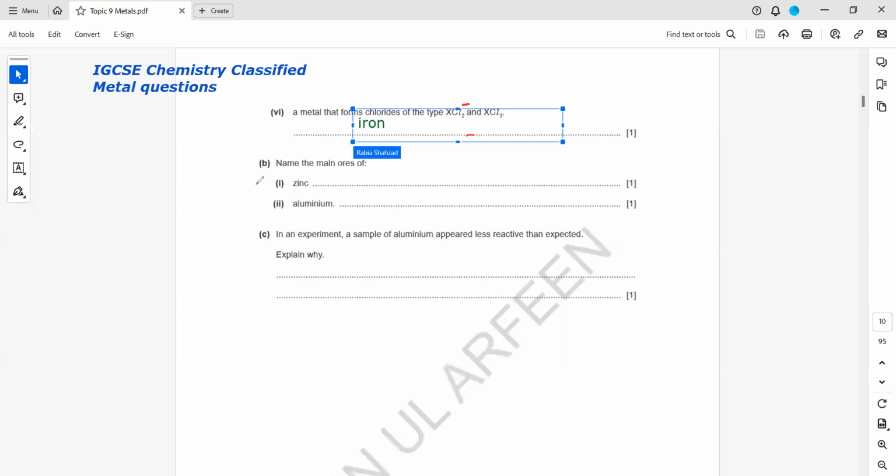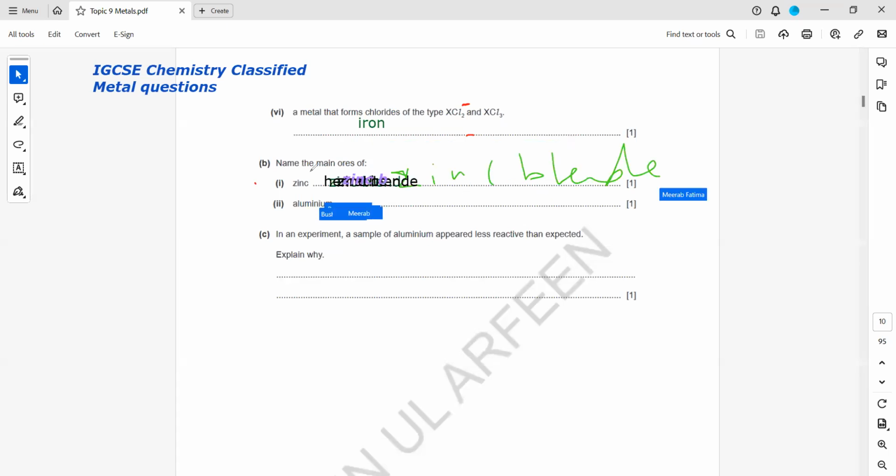Name the main ore of zinc and of aluminium. What is the ore of zinc? Naturally, zinc blende, that is a naturally occurring compound. And what is the main ore of aluminium? That is bauxite.